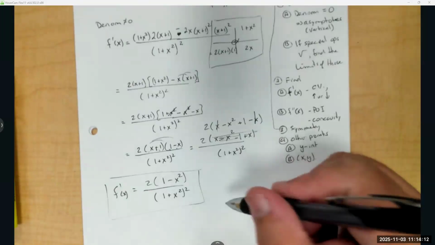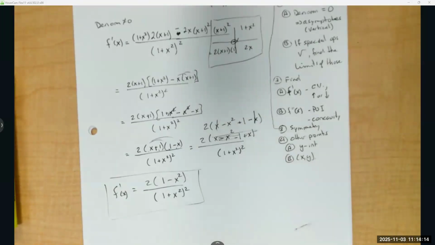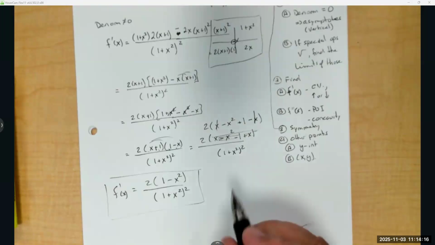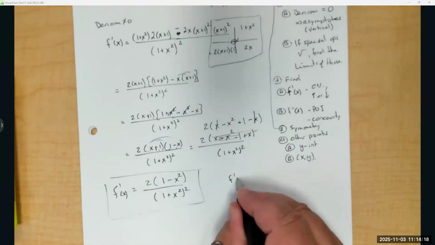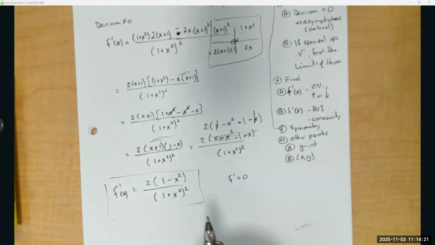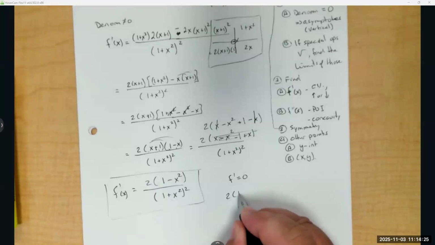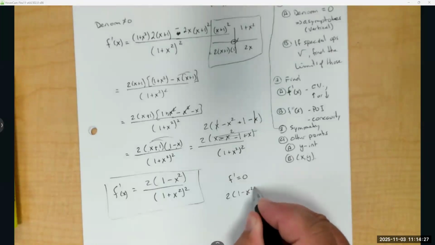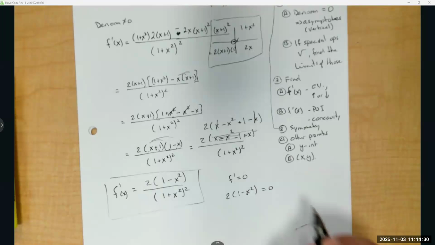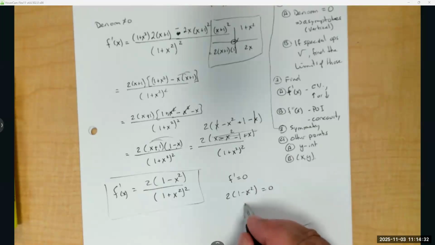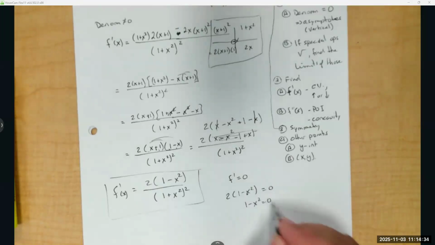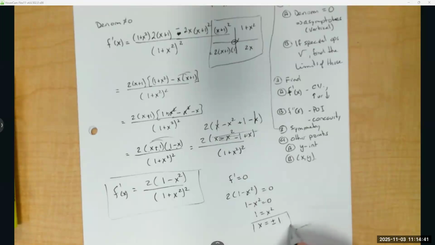Okay, so that's my first derivative. So what can that tell us? If we set it equal to 0, the only part that can be 0 is the top. So it's 2 times 1 minus x squared equals 0. Divide both sides by 2. So 1 equals x squared. X equals plus or minus 1. Those are my critical values.